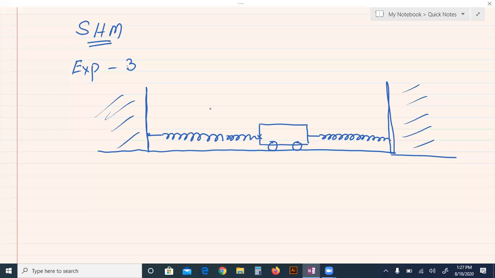So 2 springs. Suppose they are non-identical, meaning their spring constants are different. Due to the trolley's position, there will be some extension: E1 in the left spring, E2 in the right spring. When the trolley is stationary, we assume this line is the equilibrium line, the reference line.